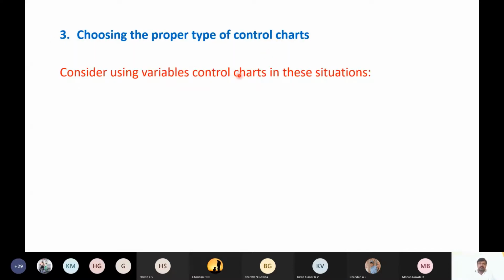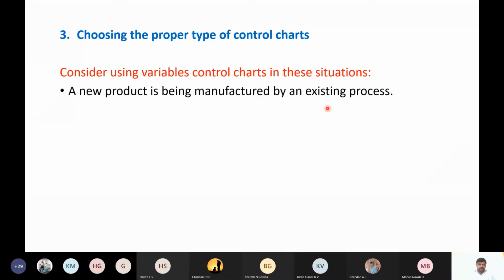Next, choosing the proper type of control chart. We have control charts for variables and control charts for attributes. In order to choose a particular type of control chart, there are a few considerations. Consider using variables control charts in these situations. If these situations exist, you can go for a variables control chart, that means an X bar R chart or X bar S chart. A new product is being manufactured by an existing process. Troubleshooting, that means you want to find a solution for a problem.